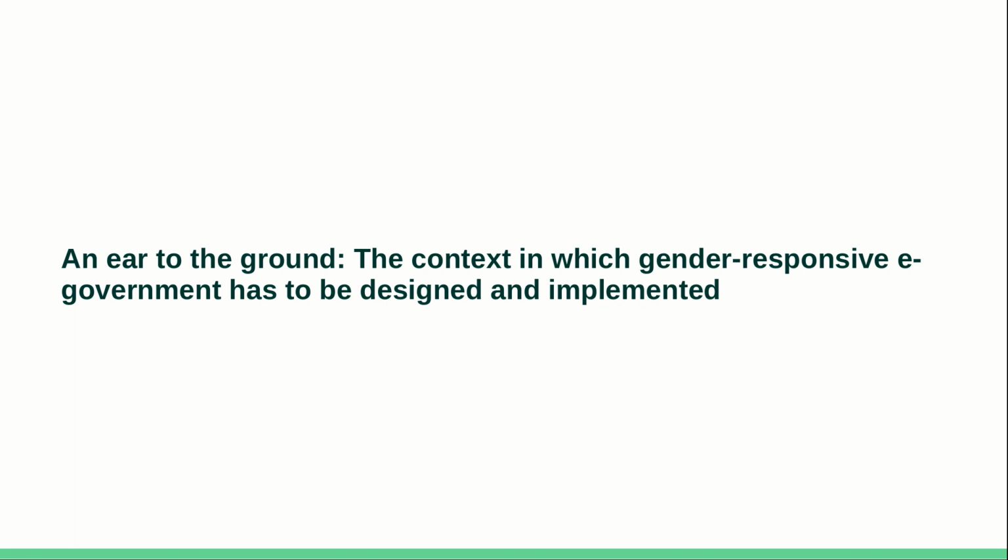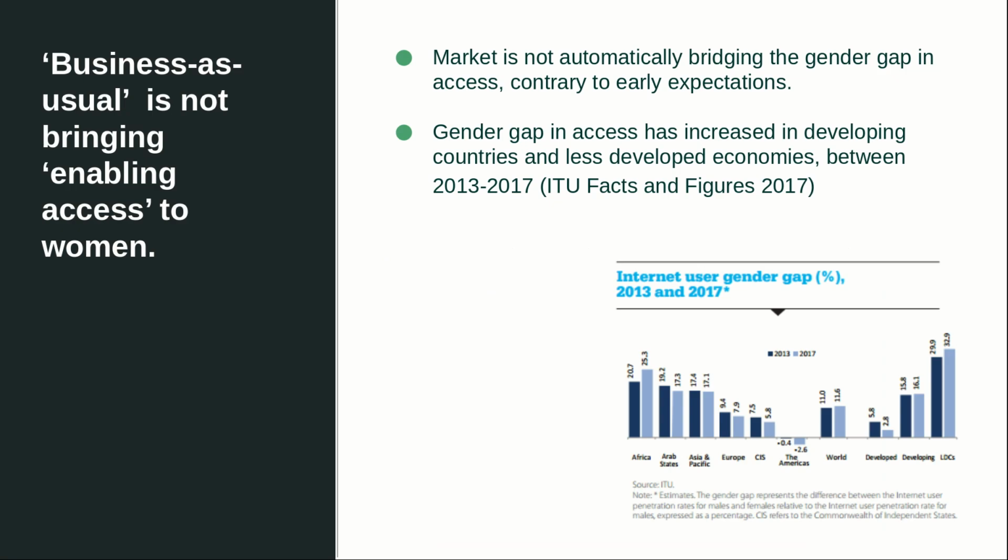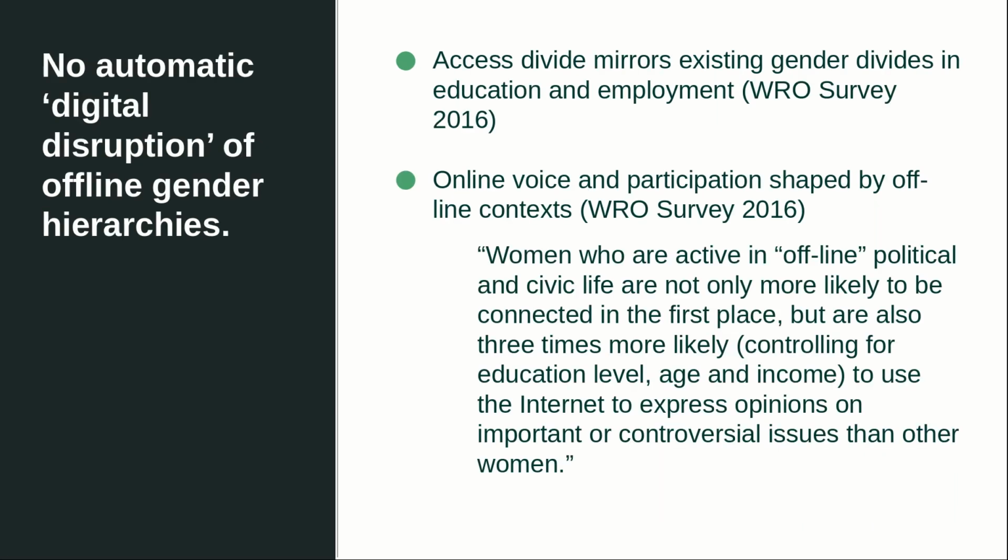One of the things that this research did was to look at the barriers and challenges that stand in the way of women's access to connectivity. What is evident is that the market is not automatically bridging the gender-digital divide, contrary to early expectations. In fact, in the 48 poorest countries of the world, 90% of the population continue to be unconnected, and a large proportion of this population comprise women. Also, the access divide reflects existing gender divides in education and employment.